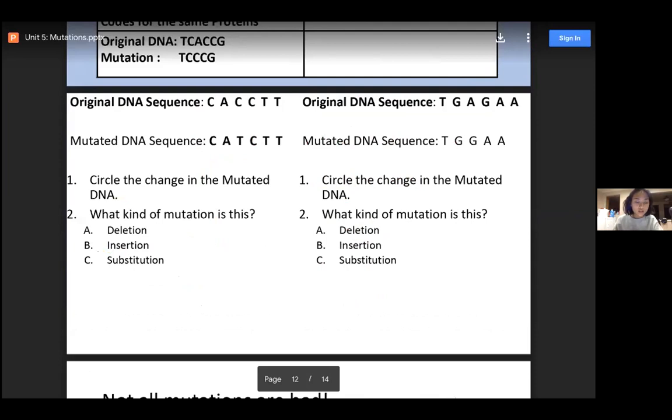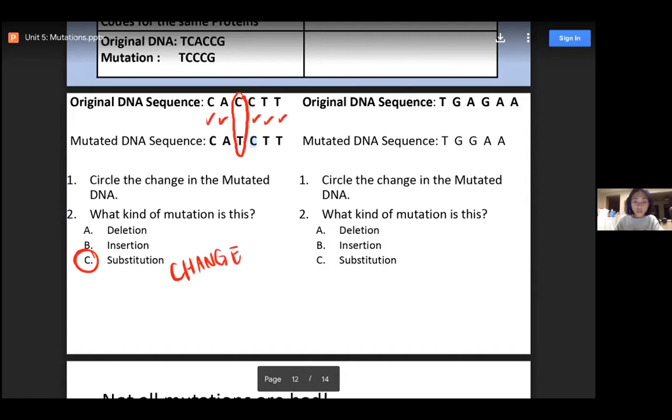The original sequence is CACCTT. The mutated sequence is CATCTT. Number 1 is to circle the change in mutated DNA. I'm actually going to circle it for you because you don't have the paper. And so this is the same. This is the same. I see a weird change over here. This is the same. This is the same. And this is the same. What kind of mutation is that? Yup, that's substitution because it just randomly changed.